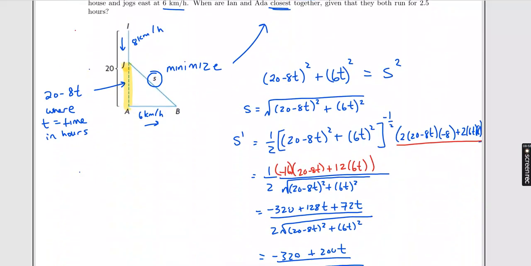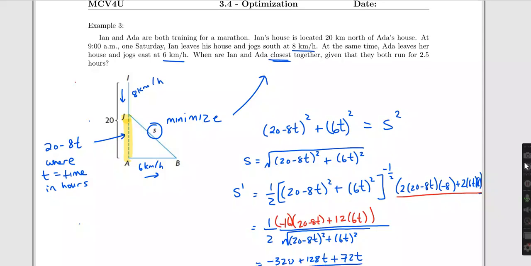All right. Next question, example number 3. Ian and Ada are both training for a marathon. So here's Ian, here is Ada. Ian's house is located 20 kilometers north of Ada, which means from Ian to Ada, it's 20 kilometers. At 9 a.m. one Saturday, Ian leaves his house and jogs south at a rate of 8 kilometers per hour, which means that he's traveling at negative 8 kilometers per hour.